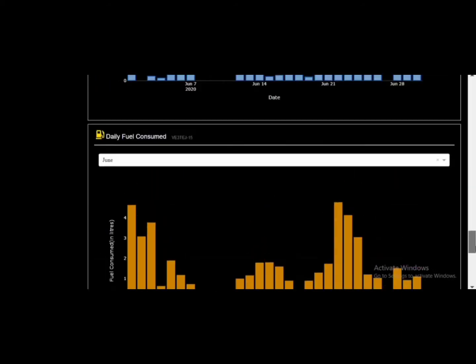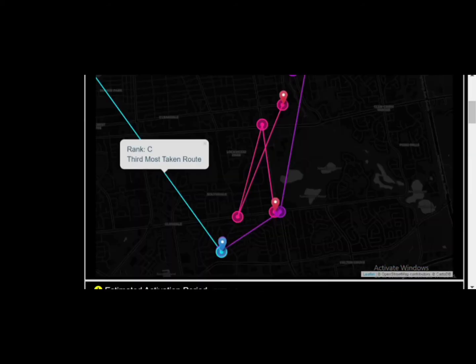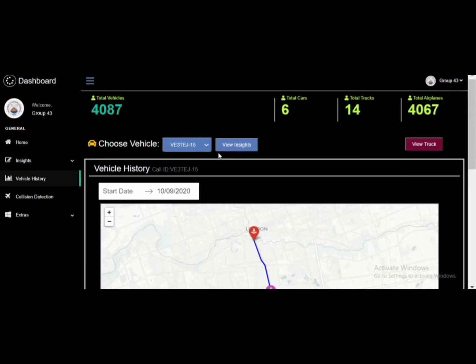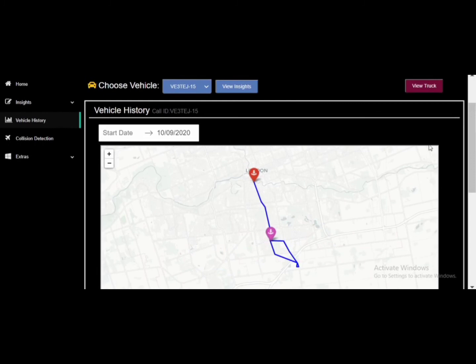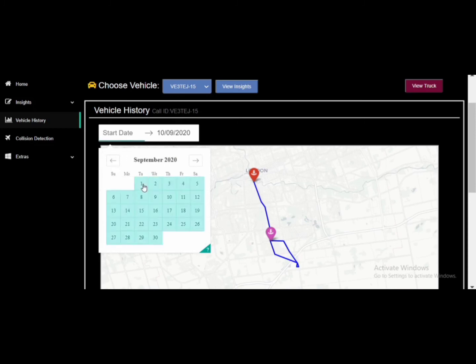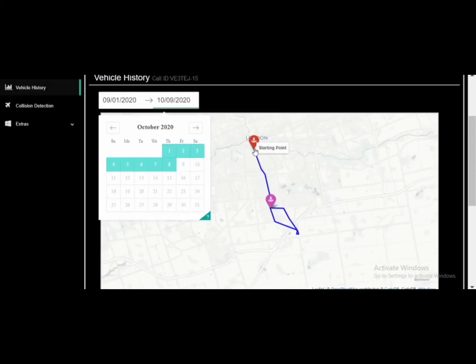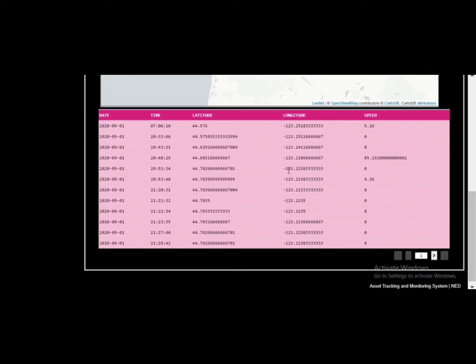This solution does not only provide tracking, but it also facilitates its users to check past history of the tracked objects. Now let's see the past activity of V3-15. We can choose date from this date range. Let's see its activity from 1st September till today. Now, we are able to monitor that our car V3-15 was moving from this starting point to this ending point during these days. This table represents data of selected range in tabular form.